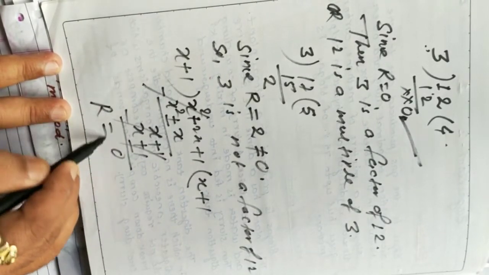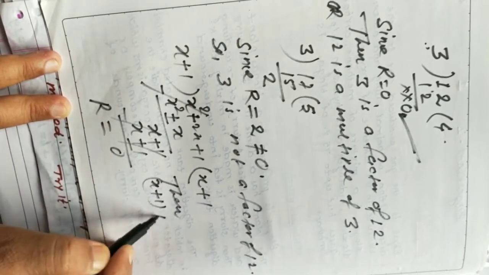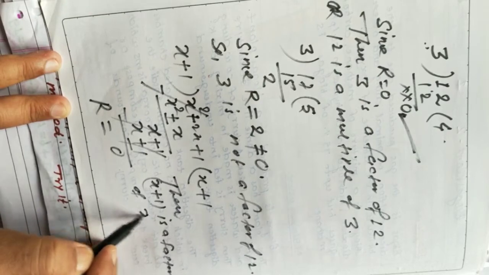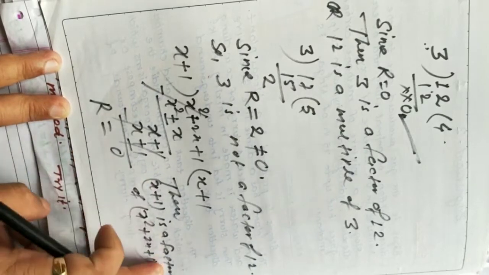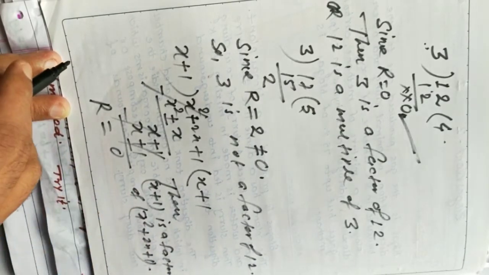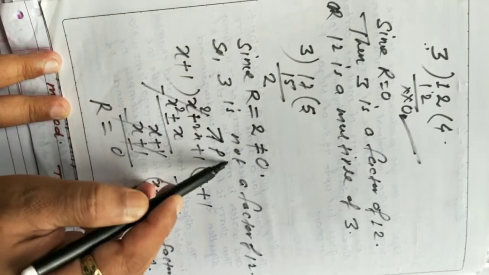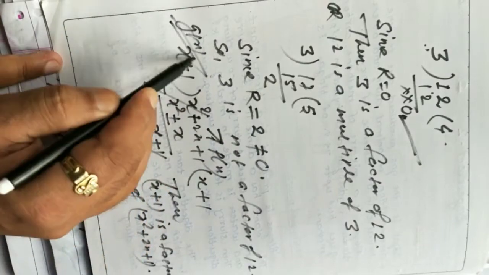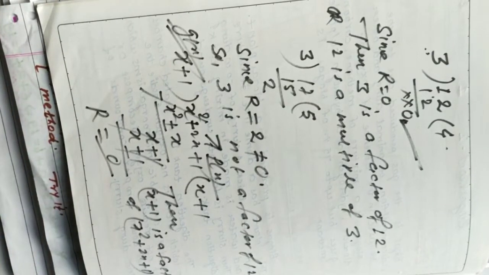So since remainder is equal to 0, then we can say that x plus 1 is a factor of x square plus 2x plus 1. तो हम कह सकते हैं कि x plus 1 जो है फैक्टर है x square plus 2x plus 1 का. ठीक है, तो अगर पोलिनोमियल के केस में भी अगर ये px है या fx है या gx है और ये gx है, ठीक है, तो gx is called a factor of px if remainder is 0. ठीक है, तो now let us discuss the factor theorem.